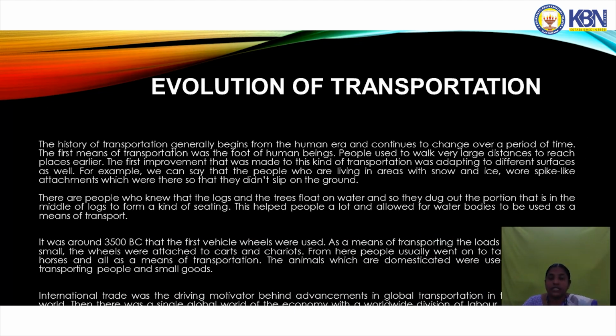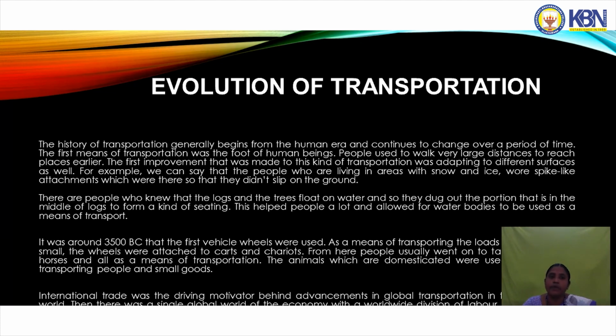Evolution of transportation. The evolution and historical development of transportation means the history of transportation generally begins from the human being, and it continues to change over a period of time. First, the means of transport was the foot of human beings. People used to walk very large distances to reach places earlier. The first improvement of transportation was adapting to different surfaces. For example, people living in areas with snow and ice wore spike-like attachments to move from one place to another on the ground.